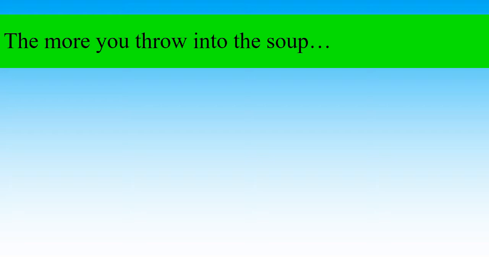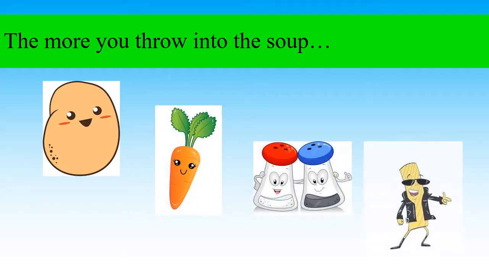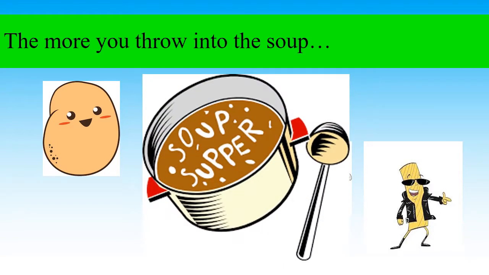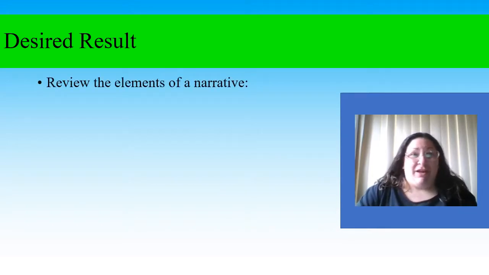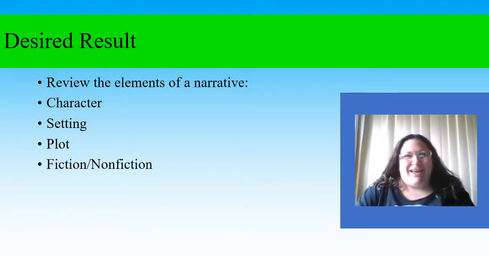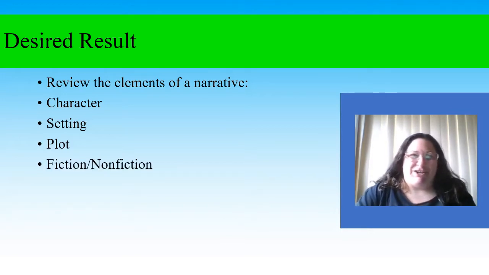Just like the more things that you throw into the soup, like potatoes, carrots, salt and pepper, noodles, the more you put in there, the more super your soup is gonna be. In this lesson, we're reviewing all of the things that make your story soup super. And those are the elements of a narrative. Things like not carrots, but character. Not celery, but setting. Not potatoes, but plot. And of course, telling the difference between fiction and nonfiction.